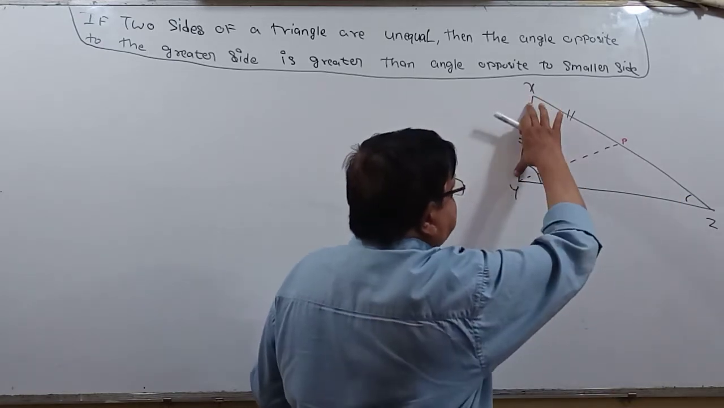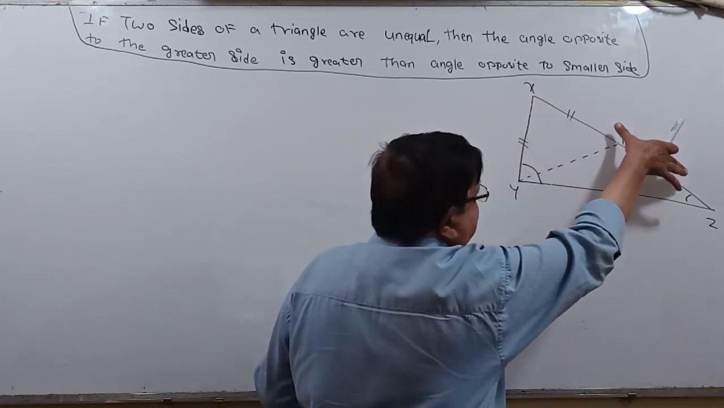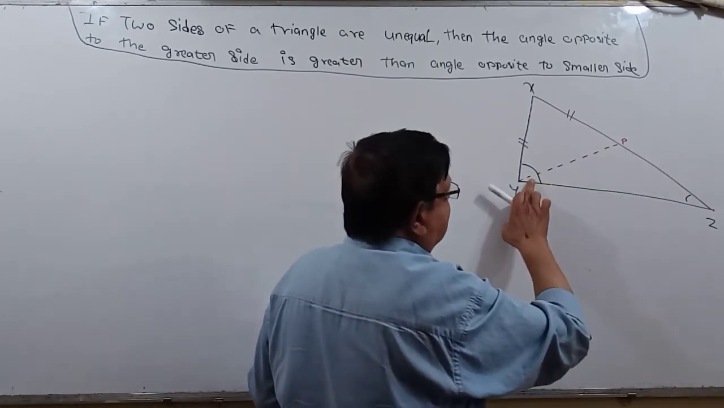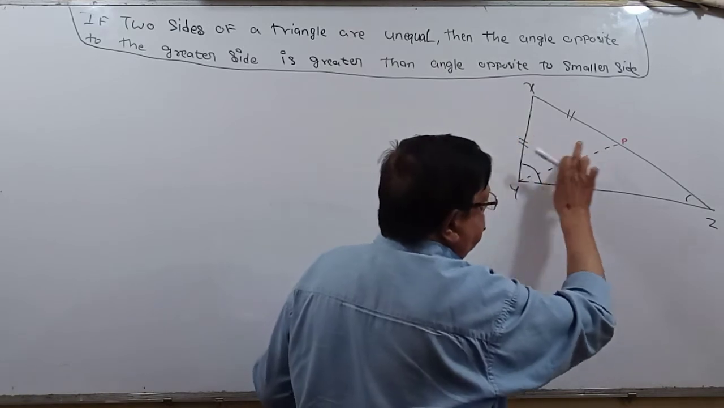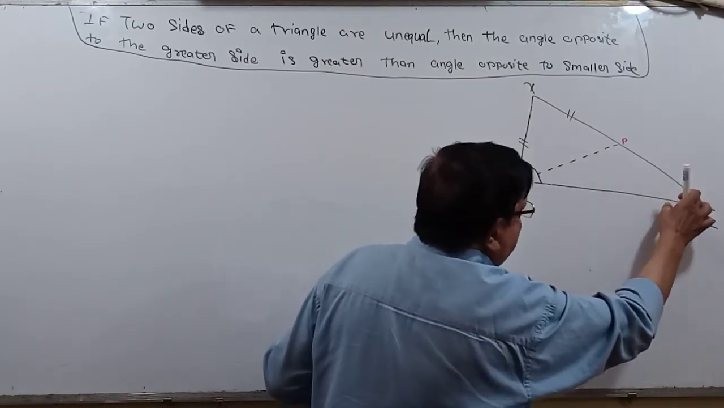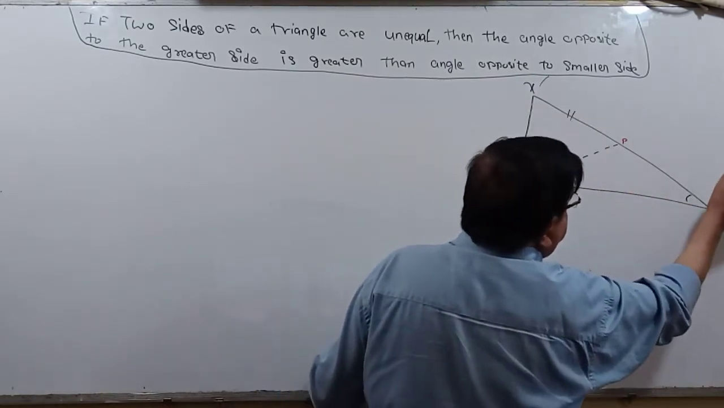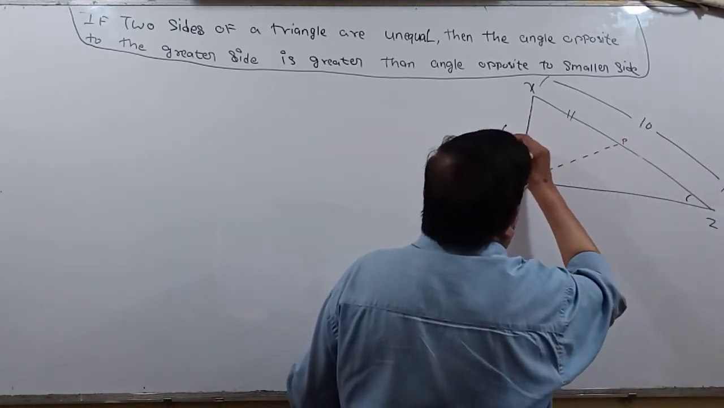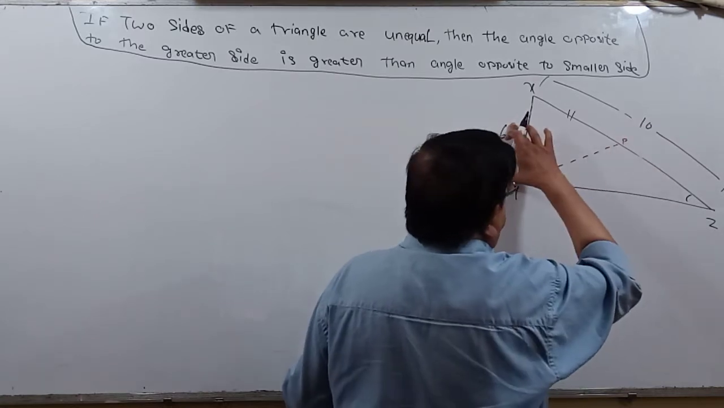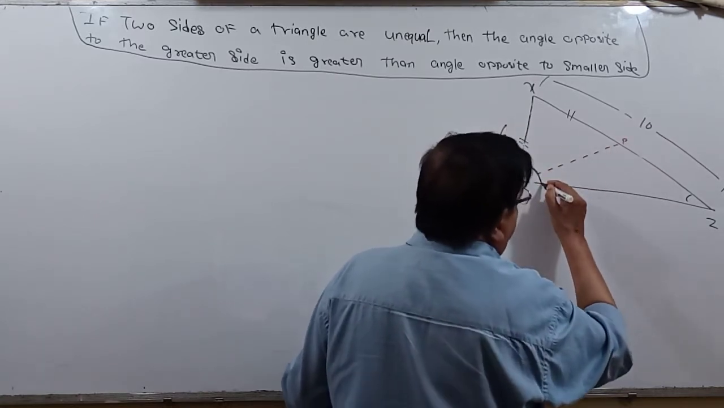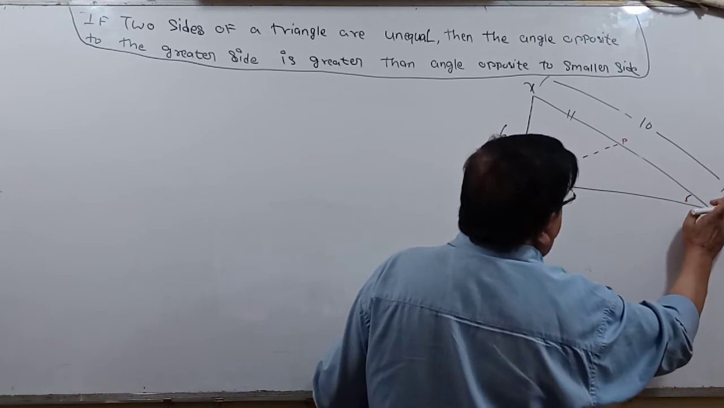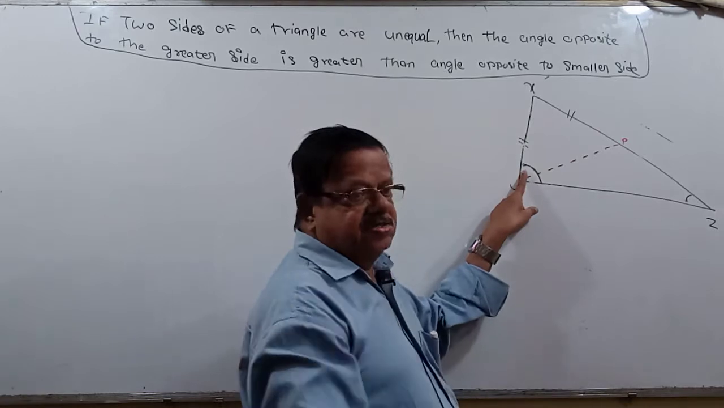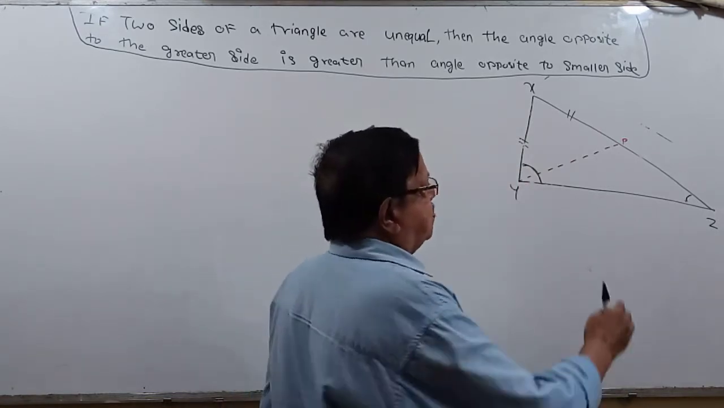देखो xy छोटा है और xz बड़ा है. The angle opposite to बड़ा side, this angle is greater than the angle opposite to छोटा side. This angle is greater than this. Suppose this is 10 and this is 6. 10 is bigger than 6, so automatically this angle will be greater than this. The theorem says that the angle opposite to the greater side is greater. This is what we are going to prove.